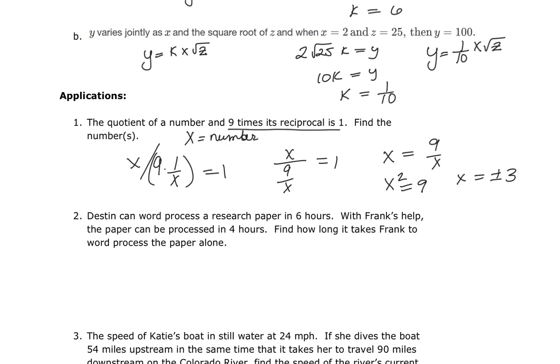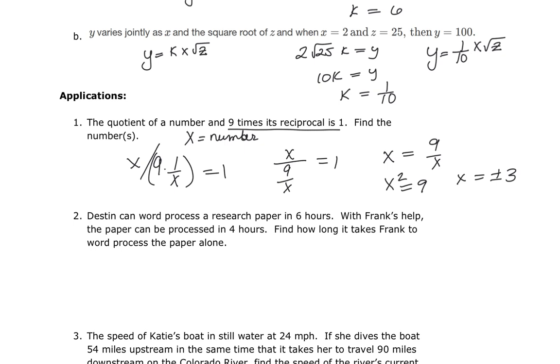Now on part 2, I am going to actually do this as an inverse, because the more people working on it, the less time I would expect it to take. So Destin can word process a research paper in 6 hours. With Frank's help, the paper can be processed in 4 hours. How long does it take Frank to process the paper alone?